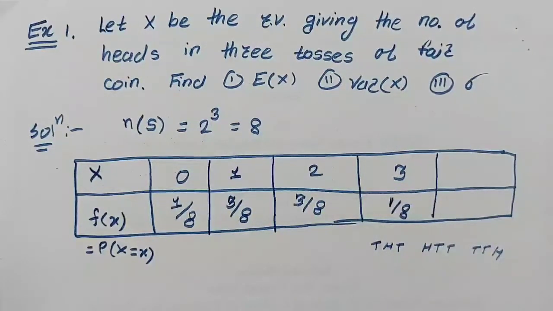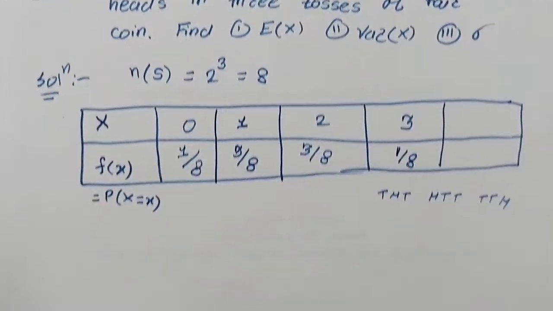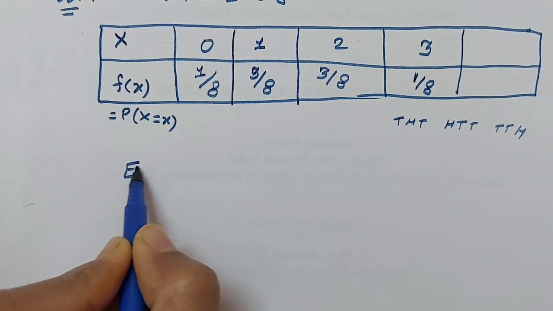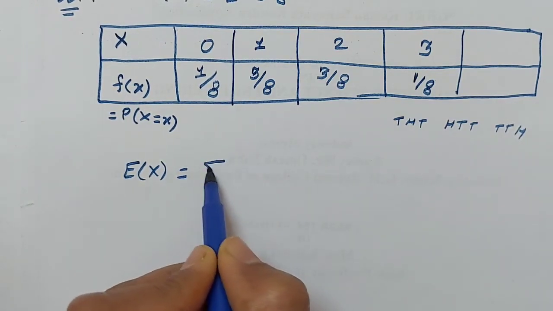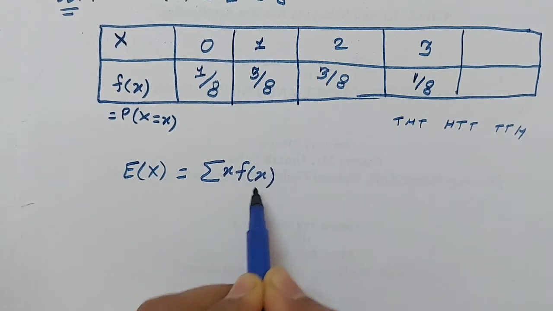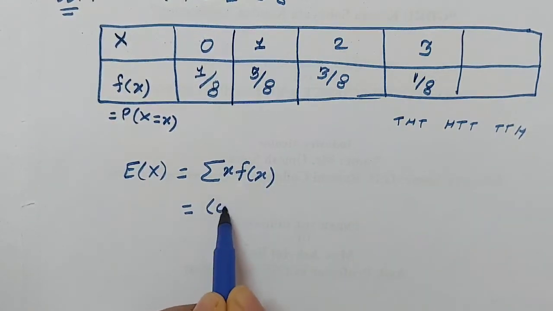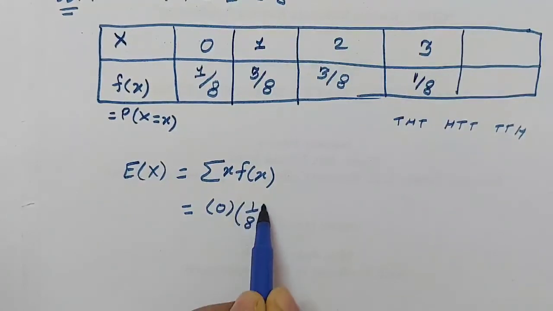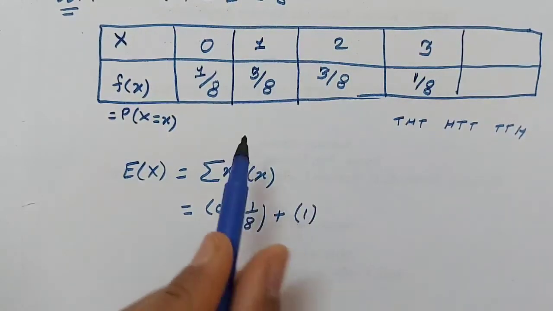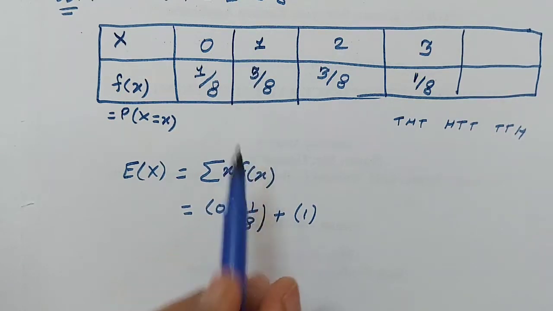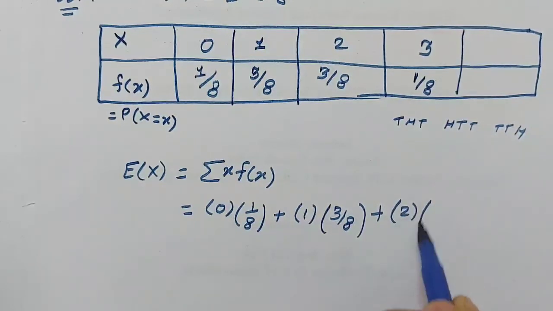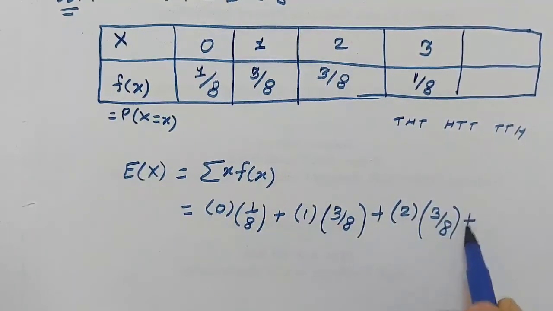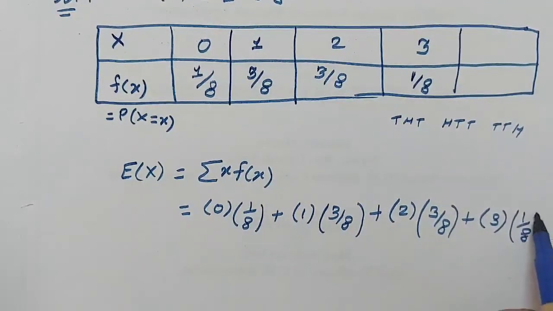Now next we have to find expectation of x. Here expectation of x is equal to, since our random variable is discrete, the definition is summation x into f of x. The first value of x is 0 and the corresponding probability is 1/8, plus the second value is 1 and the corresponding probability is 3/8, plus the third value is 2 and the corresponding probability is 3/8. Next is x equals 3 and the corresponding probability is 1/8.